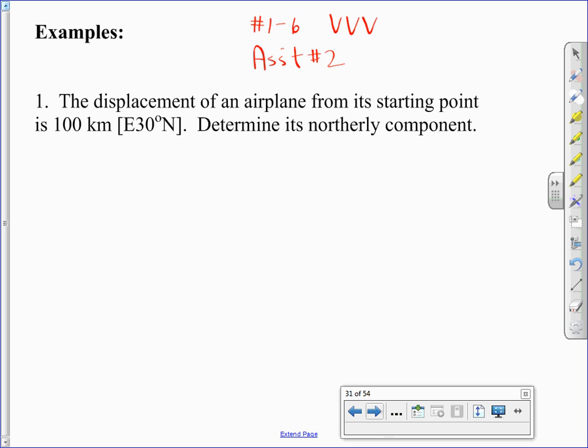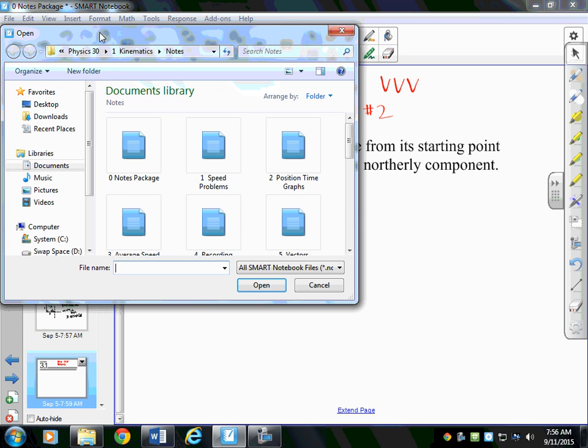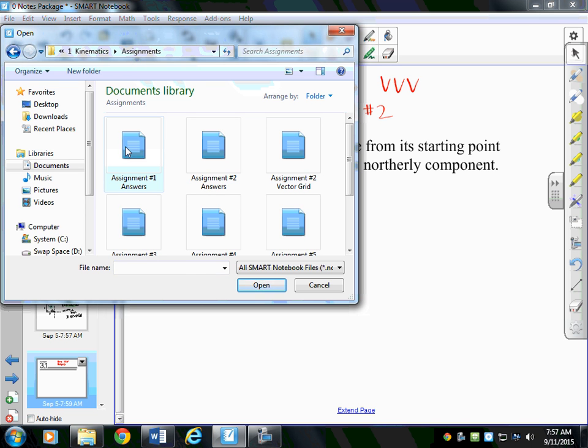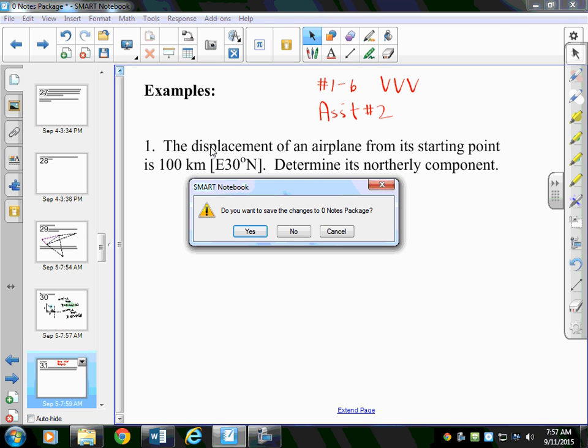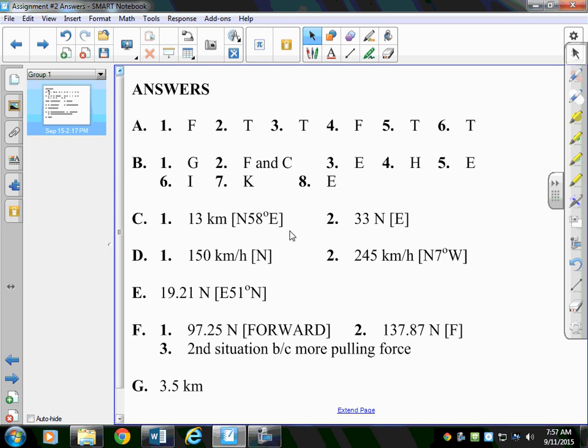You can have the answers up, and I'll just go ahead and grab those for you actually right now. If we go to my physics files, go to kinematics, and go to assignments, and we want to go to assignment number 2 answers. And you'll have these here. You can just pause the video and put them up, or you can go back and find the file and open that up. Otherwise, I'm done.